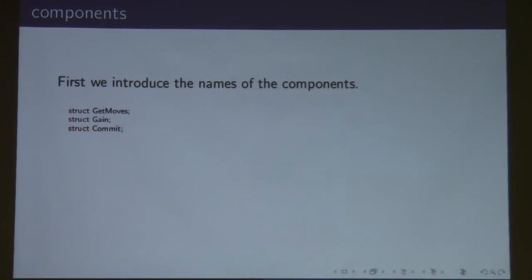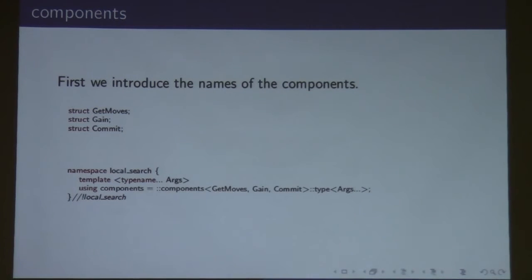So we introduce our new class, which is called components. Now, it's components not in local search. This is just a generic solution, and I'm going to show you how to use it. First of all, you need to introduce the names of the components. Here these are the three names: get moves, gain, and commit. Later on, we just need to write this fourth strange line, and you're done. That's all you have to do to use these components.